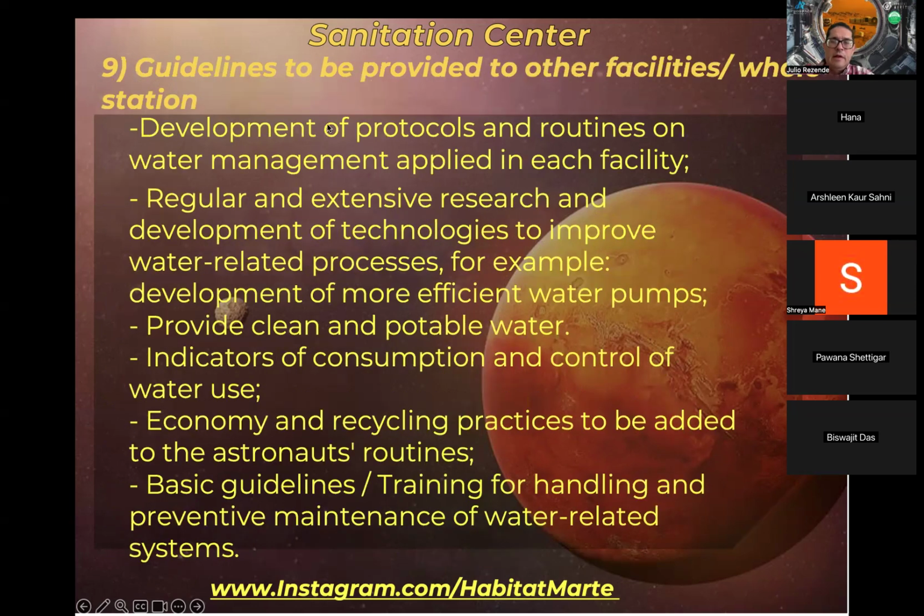Guidelines to be provided to all the facilities would include development of protocols and routines on water management, research about the use of water, providing clean and potable water, indicators of consumption and control of water use, safe recycling practice, and basic guidelines for rendering and preventive maintenance of the water-related systems.